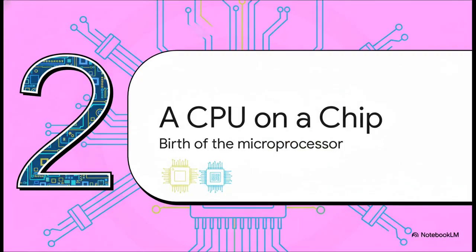So what's the big takeaway from all this? You take the transistor, you put it on an integrated circuit, you ride that crazy wave of Moore's Law, and what do you get? You get the ability to put an entire central processing unit, the whole brain of a computer, onto one single tiny chip. And that was the birth of the microprocessor.